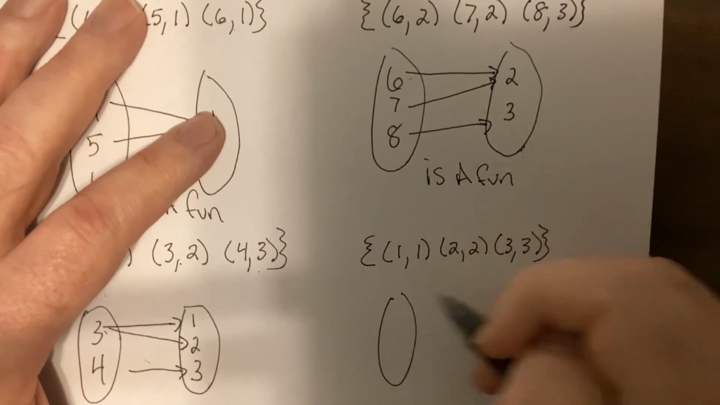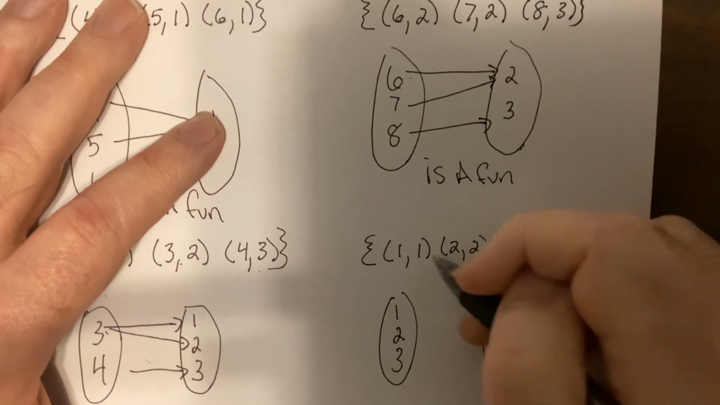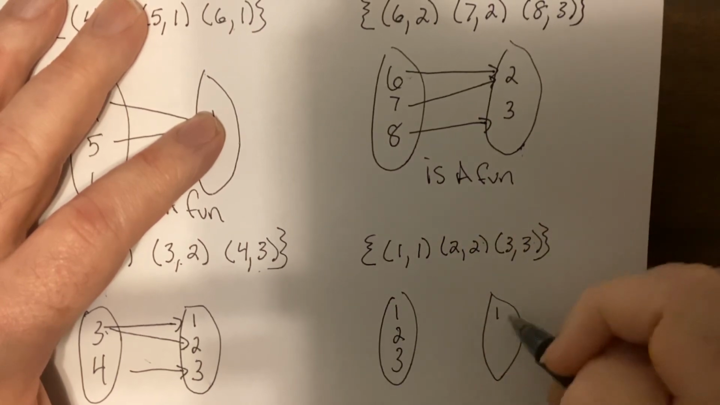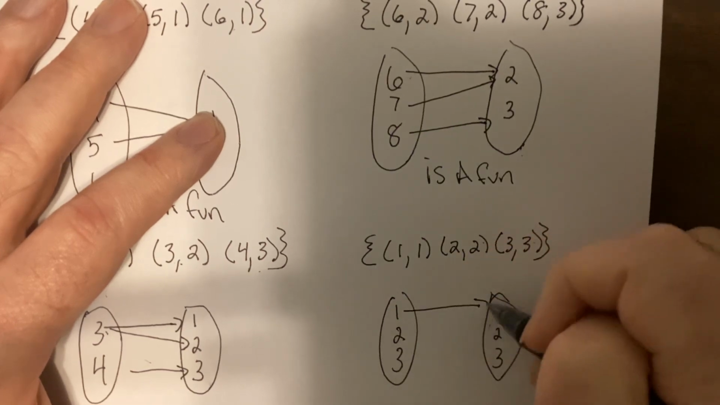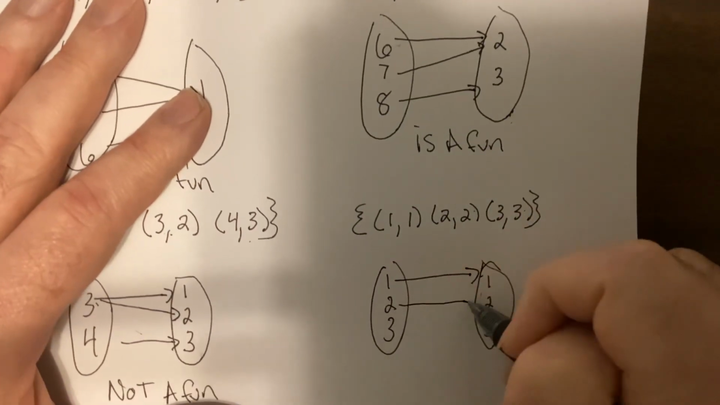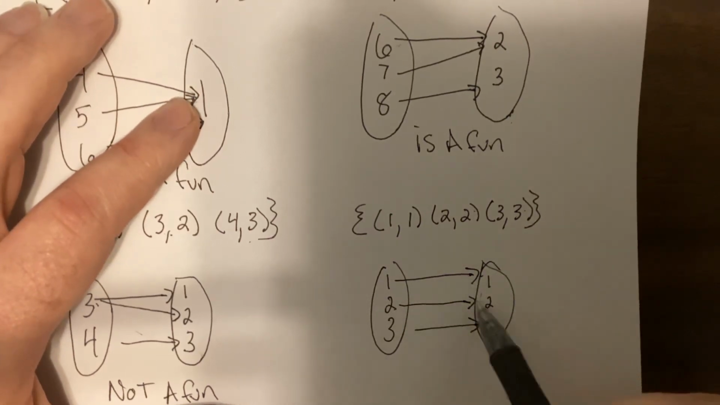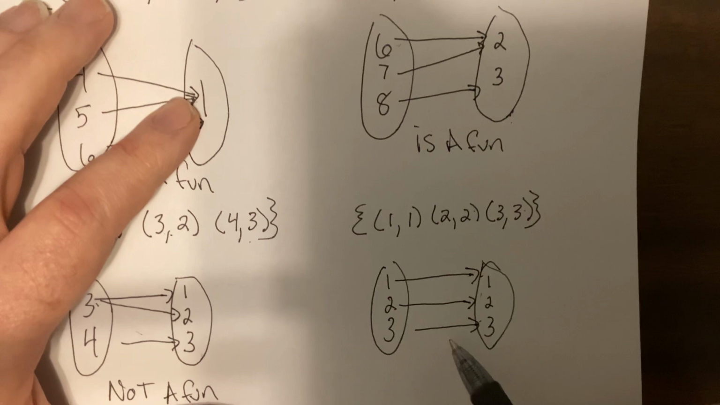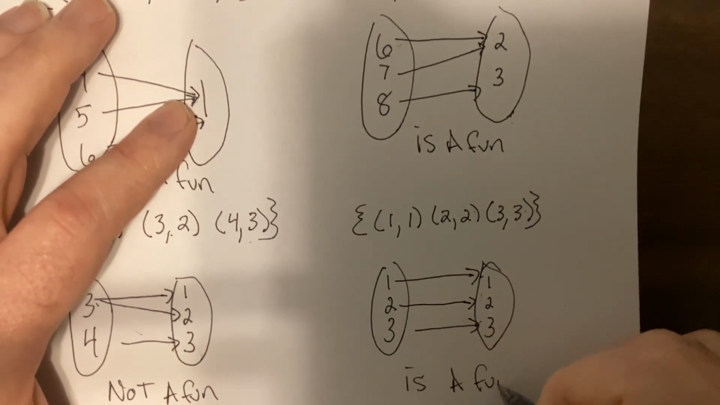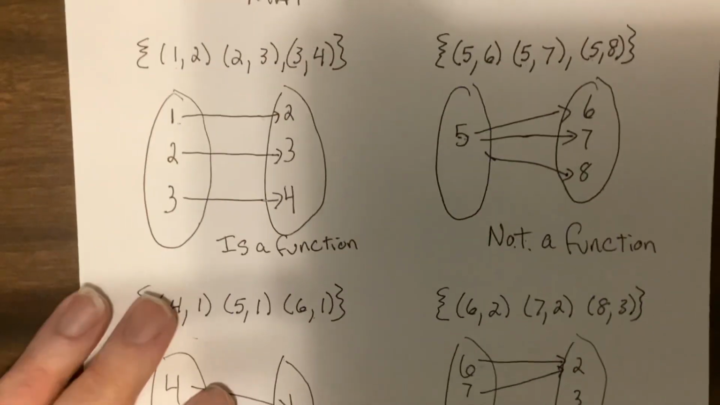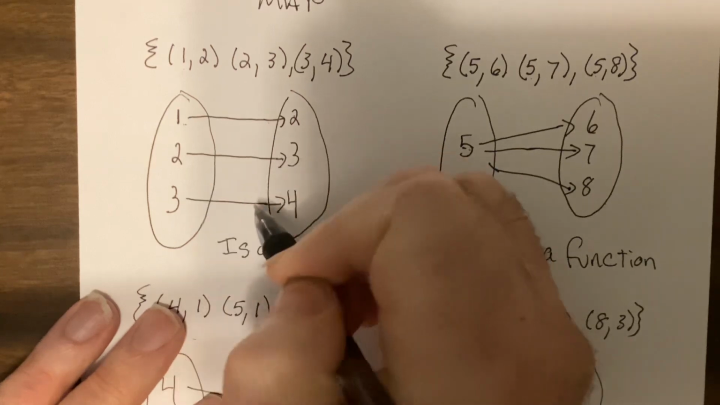Now this one, we have 1, 2, 3. 1, 2, 3, the y's, that's a horrible oval. So 1 goes to the 1, 2 goes to the 2, 3 goes to 3. Only one arrow from each x. So therefore, this is a function, whatever that is. So it is a function because only one arrow from each number.